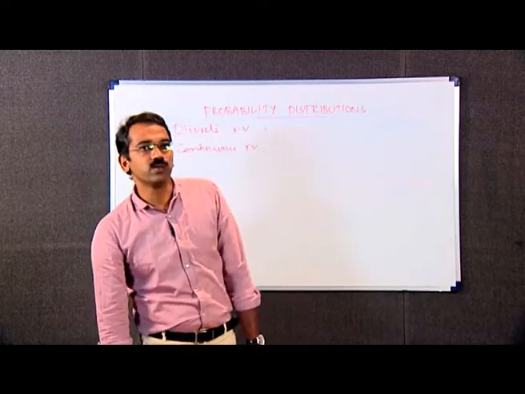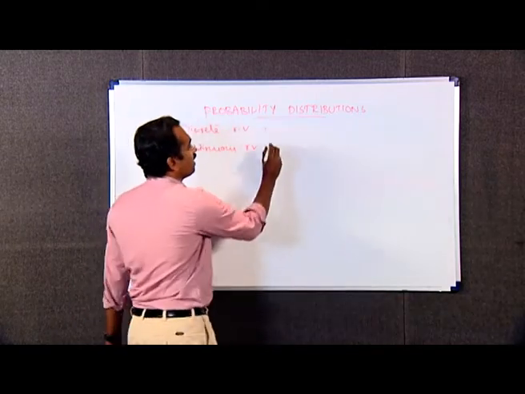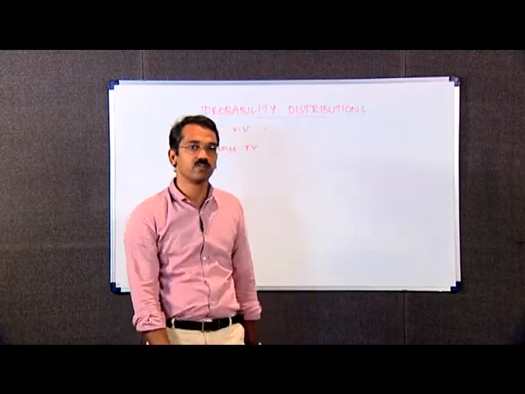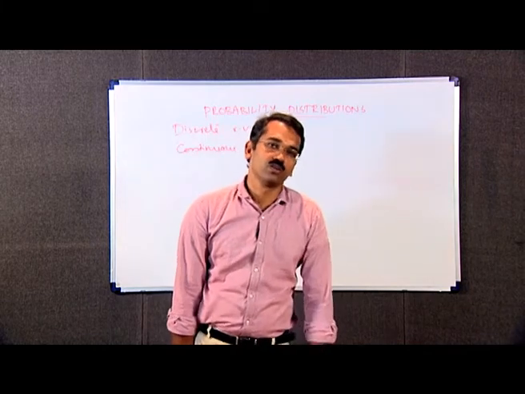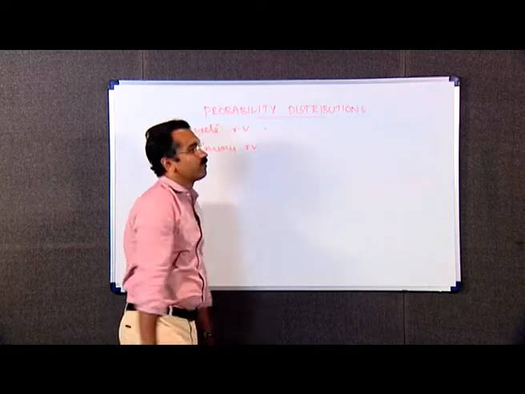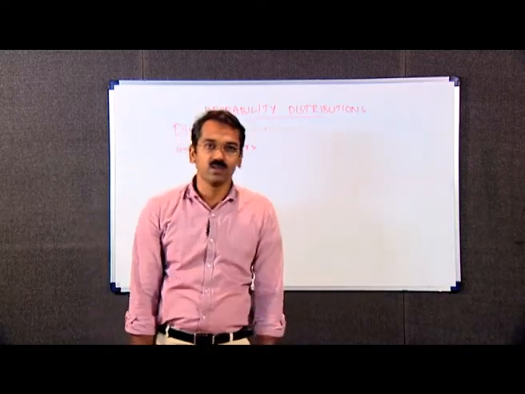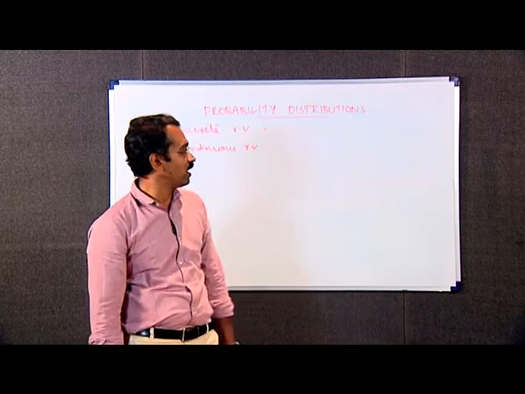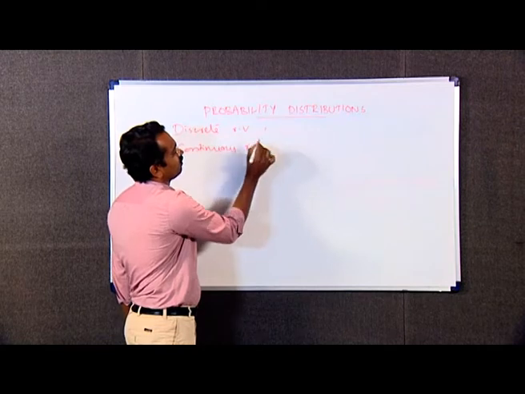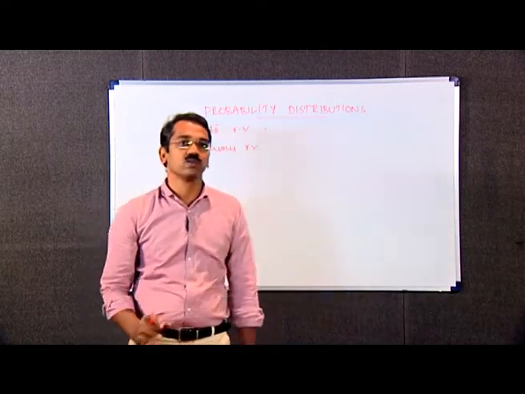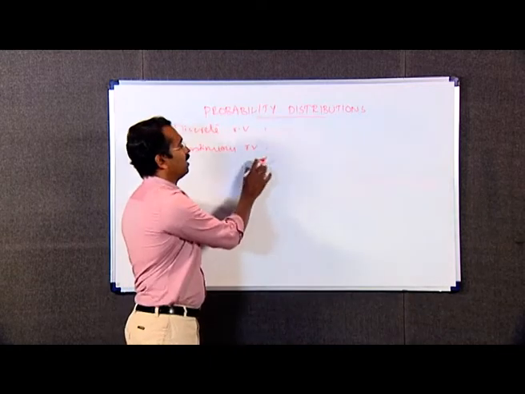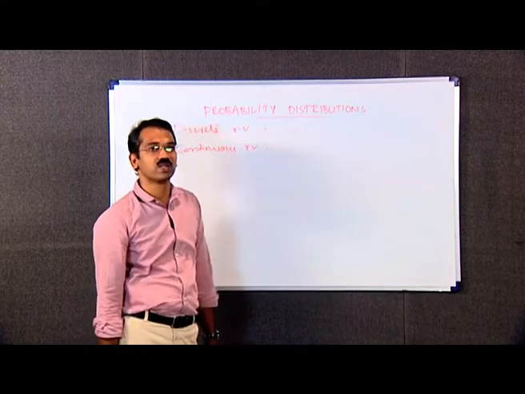A random variable which takes a finite number of values or a countably infinite set of values is known as a discrete random variable, and a random variable which takes values in an interval, that is the values are in between some limits, is said to be a continuous random variable.